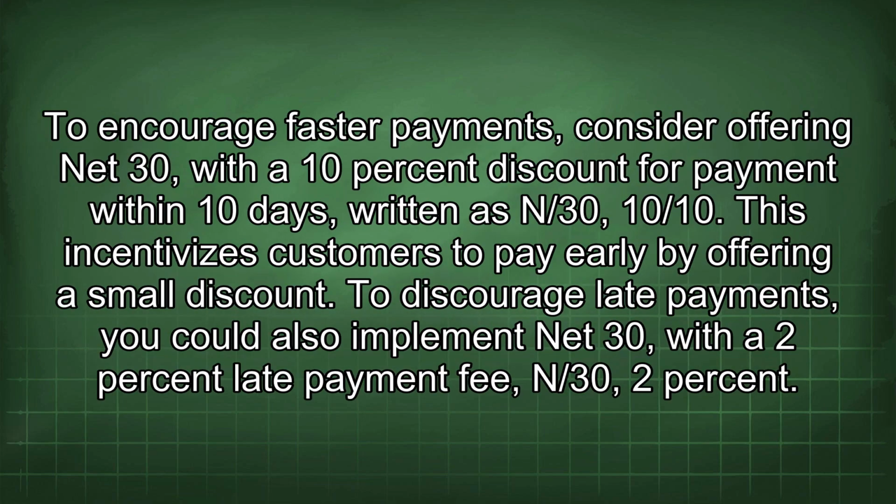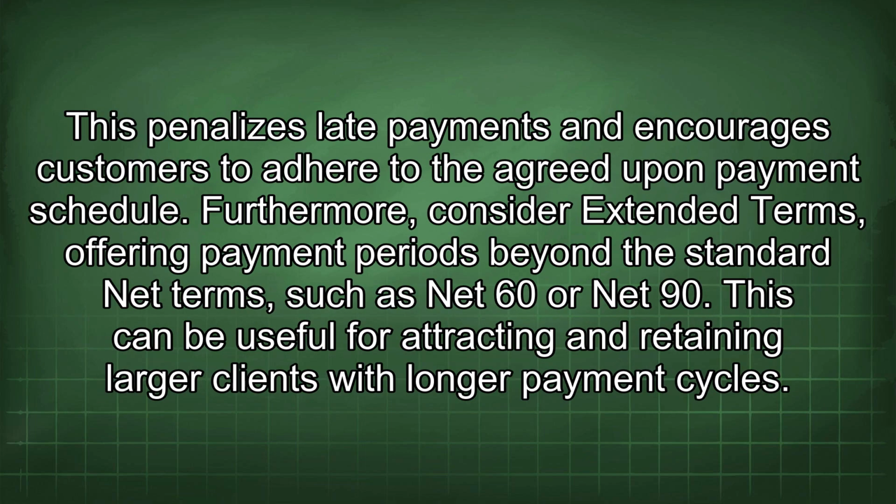To encourage faster payments, consider offering net 30 with a 10% discount for payment within 10 days, written as N/30, 10/10. This incentivizes customers to pay early by offering a small discount. To discourage late payments, you could also implement net 30 with a 2% late payment fee, N/30, 2%. This penalizes late payments and encourages customers to adhere to the agreed-upon payment schedule.